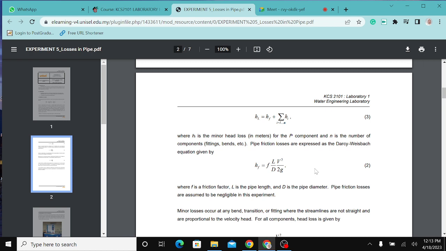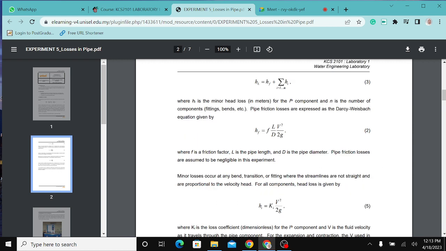Okay, pipe friction losses are expressed by the Darcy-Weisbach equation. Macam ni, equation number 2. Kenapa ni nombor dia lain? Okay, saya rasa macam terbalik lah. So atas ni patut 2, bawah ni 3. Okay. Where f is the friction factor, L is the pipe length, D is the pipe diameter. Okay. The pipe friction losses are assumed to be negligible in this experiment. Okay. Maksudnya dekat sini pipe friction losses akan dianggap diabaikan. Okay, maksudnya. Ini maksud dia lah, to be negligible. So means that you boleh assume kita akan just abaikan dia punya pipe friction losses.